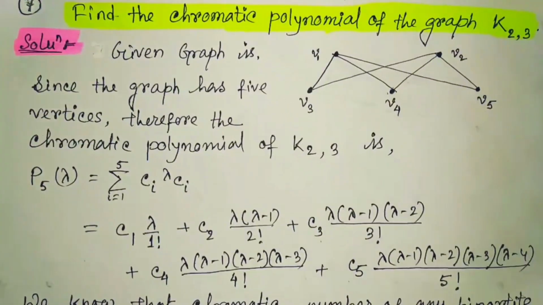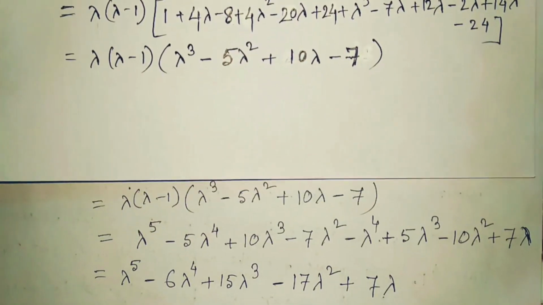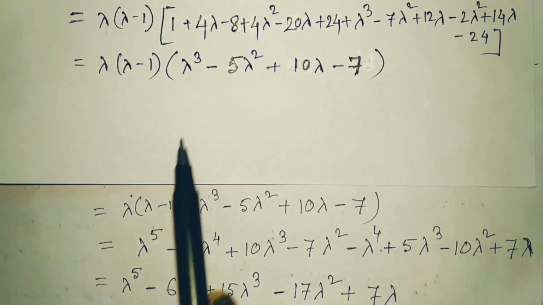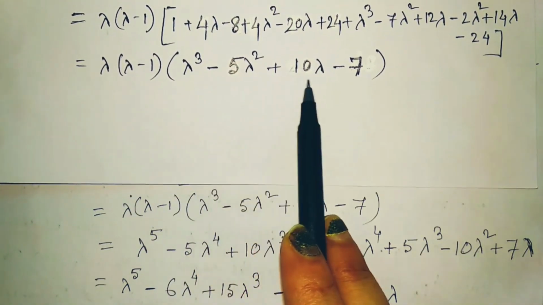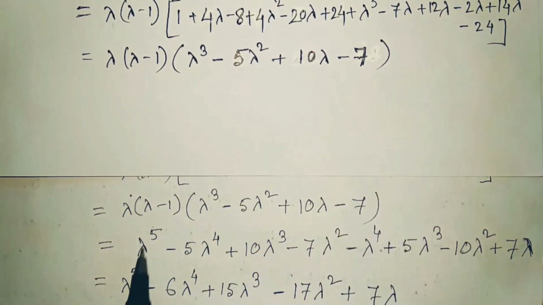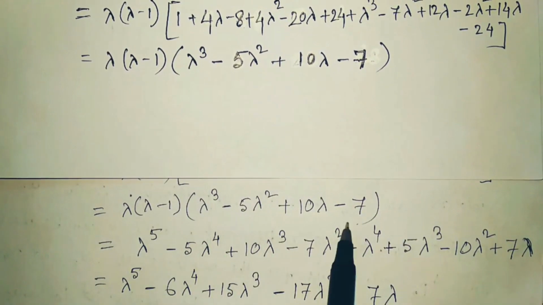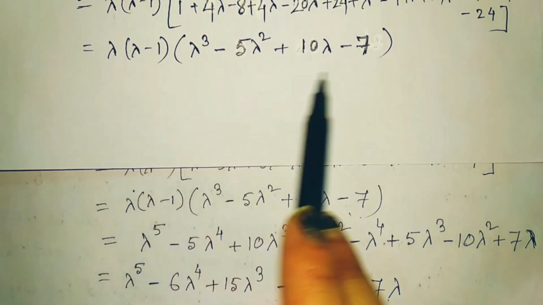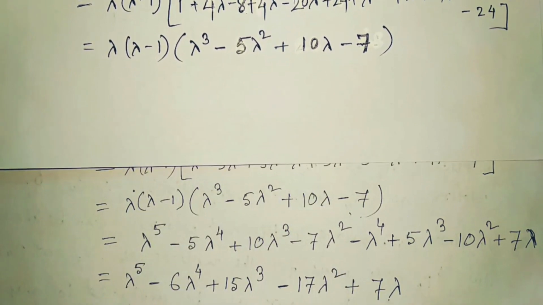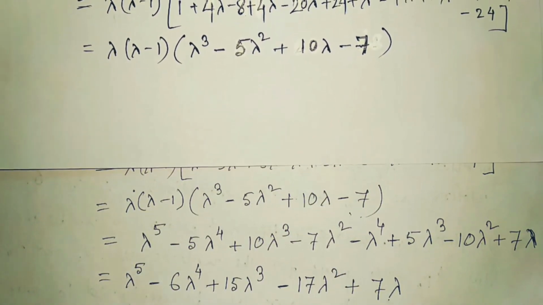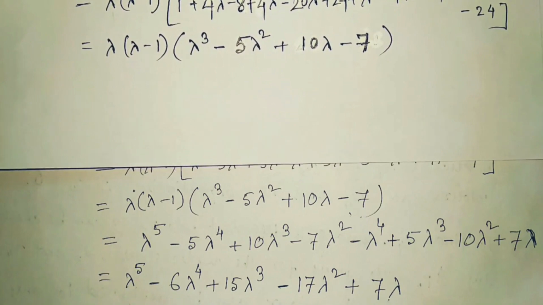So just look, by the previous method, when we found the chromatic polynomial for this graph, we calculated it as lambda into lambda minus 1 into lambda cube minus 5 lambda square plus 10 lambda minus 7. And here also we will get the same value. After simplification of this one, we will get the same as this one. So by both the methods, we will get the same chromatic polynomial, and that has to be.